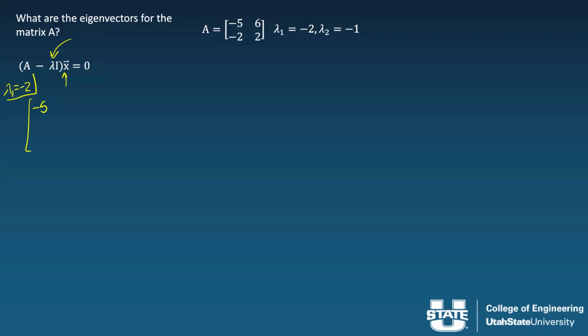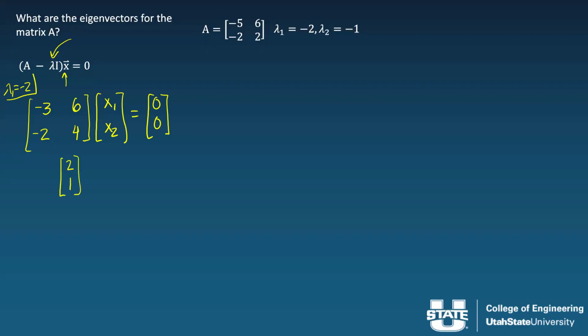So we have our -5 plus our minus -2 gives us -3, and we get to keep our other values, and then minus -2 is 4. So then we want to find what eigenvector x1 and x2 are going to solve for 0, 0. And in this case, we can see that if x1 is 2 and x2 is 1, and we were to multiply that, it would solve for 0, 0 each time. So that's our first one.